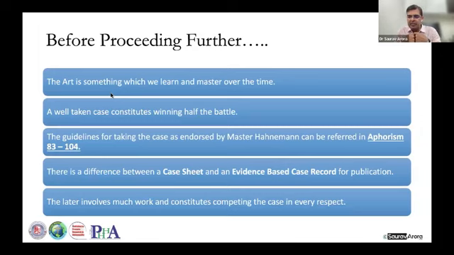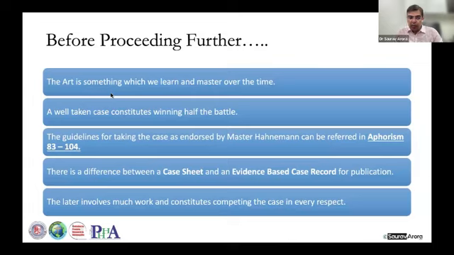A well-taken case constitutes winning half the battle. We have been told this since the beginning, since the earlier entry into the BHMS level. Even when I was a student, I took admission in the college in 2001, and this was the statement given for the first time: okay, take the case. A well-taken case is half the battle won. Now, the guidelines for case taking are given in aphorisms 83 to 104. I need not revise those guidelines. Master Hahnemann has beautifully given every guideline of case taking.